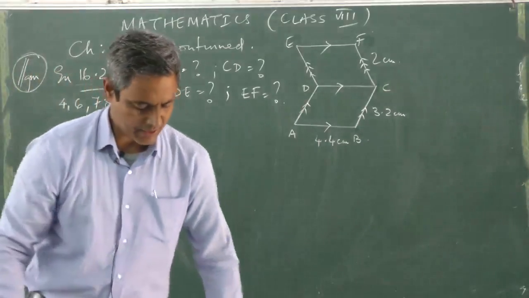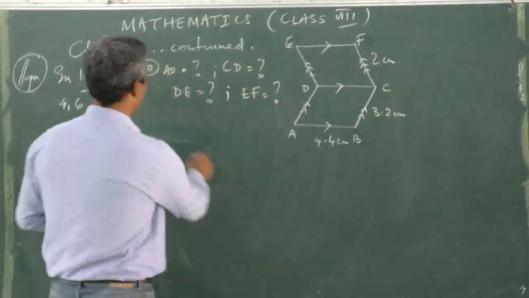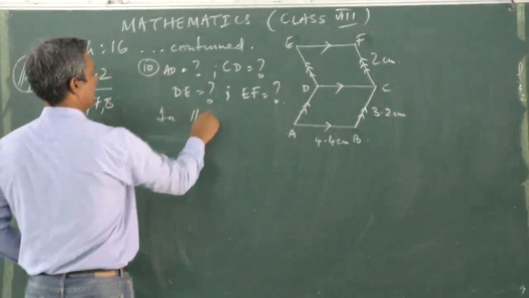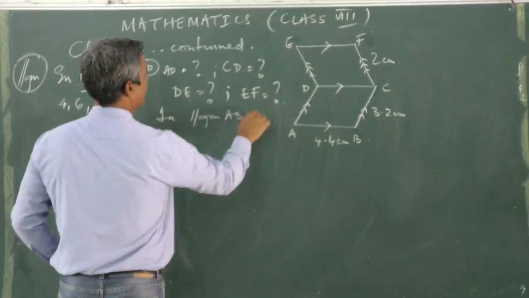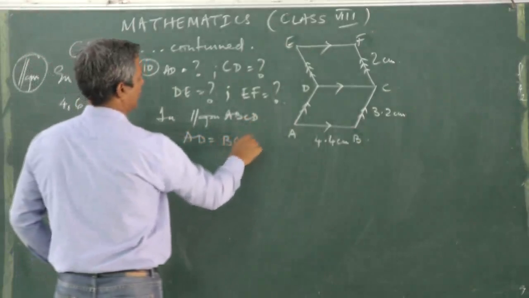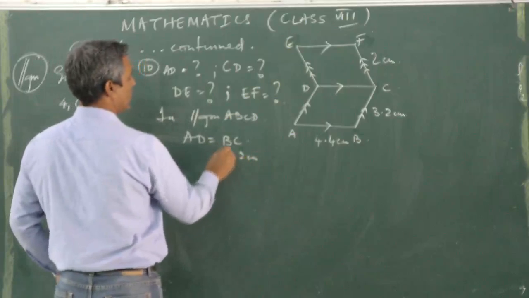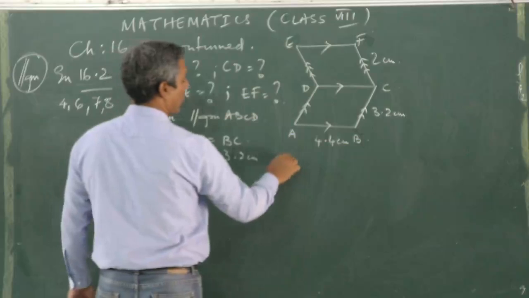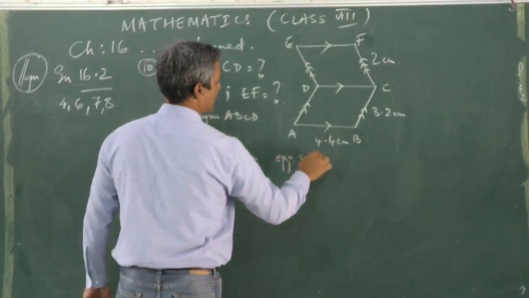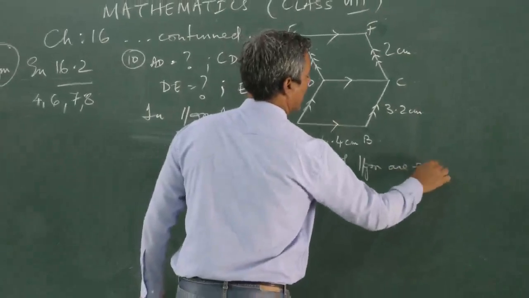Let us find that. Now first of all, AD. In parallelogram ABCD, AD will be equal to BC. So we have it as 3.2 centimeters. What is the reason for that? Opposite sides of parallelogram are equal.